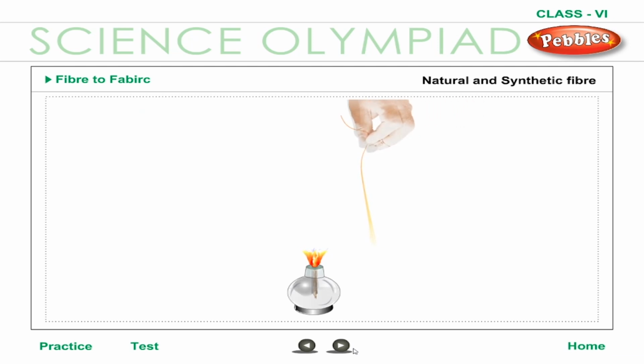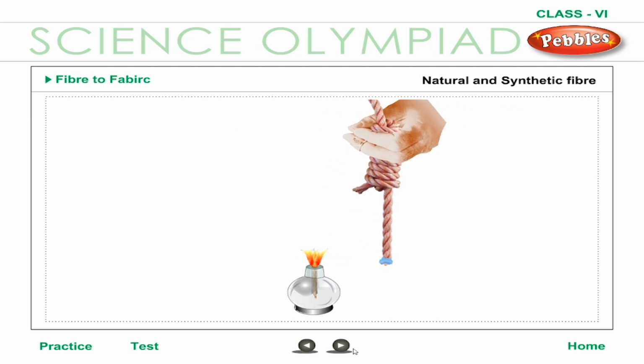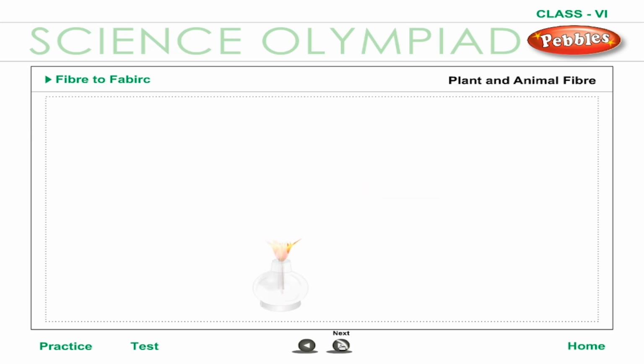Natural fiber and synthetic fiber. Take a small piece of each of two fibers and burn them. Observe closely how these two different fibers burn. You will notice that natural fibers burn with a flame. Synthetic fiber will melt fast and then burn.